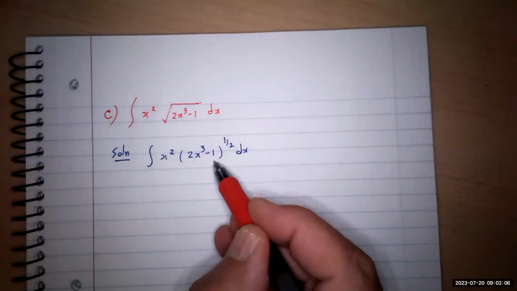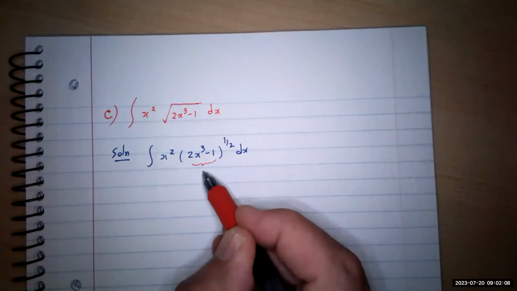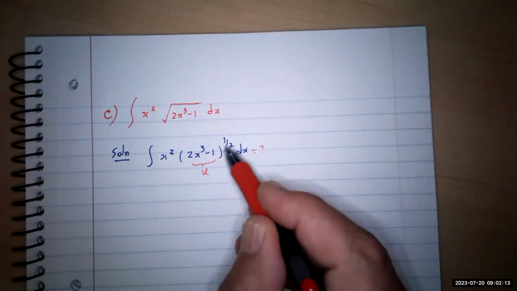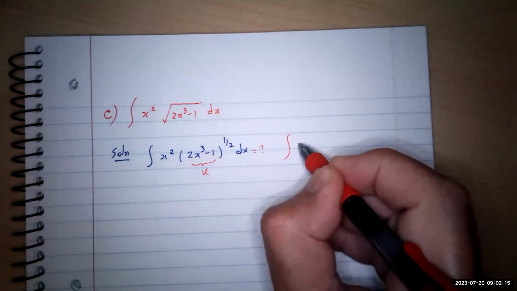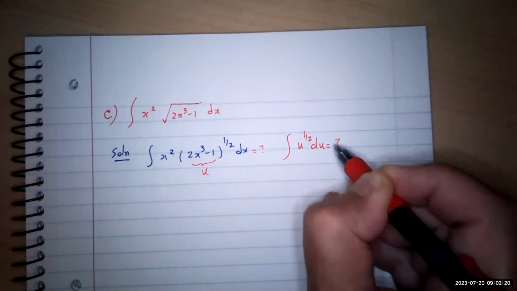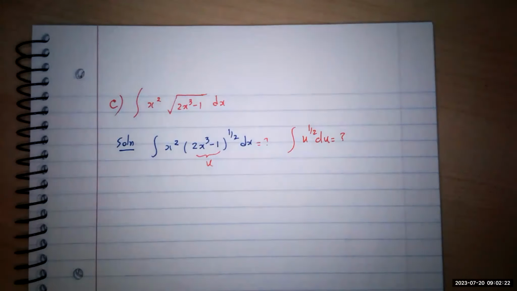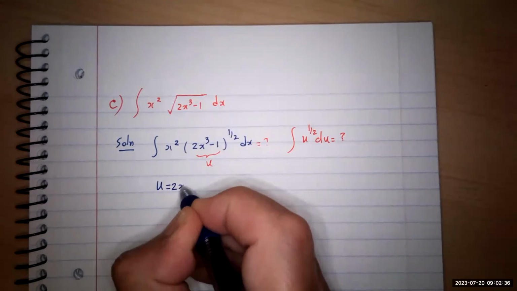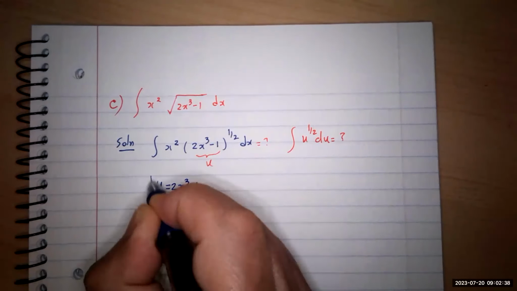We call this one u. So if you switch it, your target is that you must get u to the 1/2. So if you do the substitution, you must get this one. You set up your target so that you know what you are looking for. Of course, you know that then it's going to be u to the 3/2 over 3. So go for it. Take u to be equal to 2x cubed minus 1. That's u.